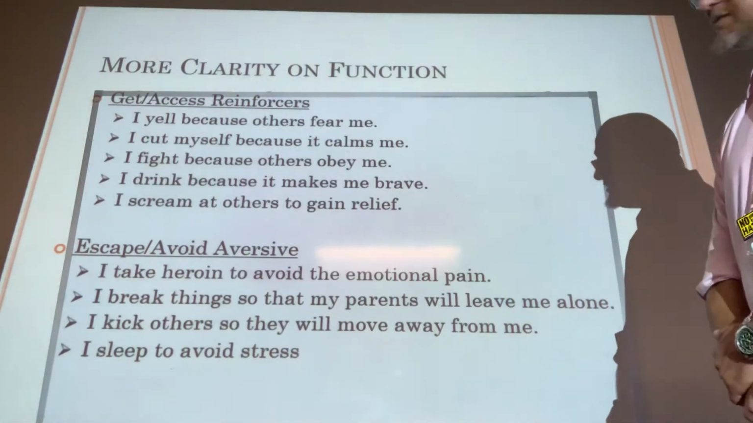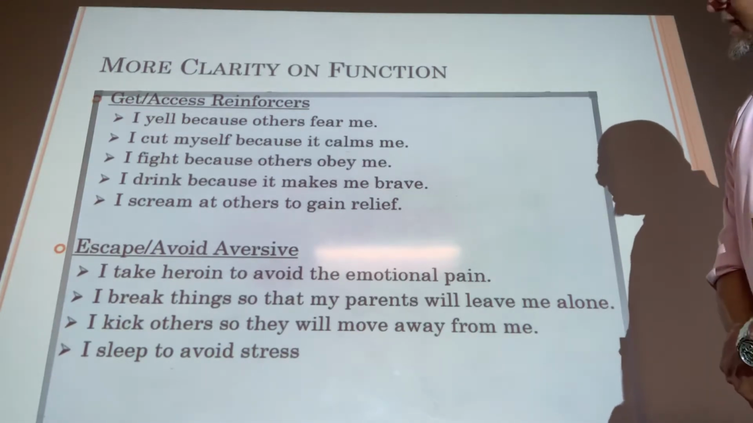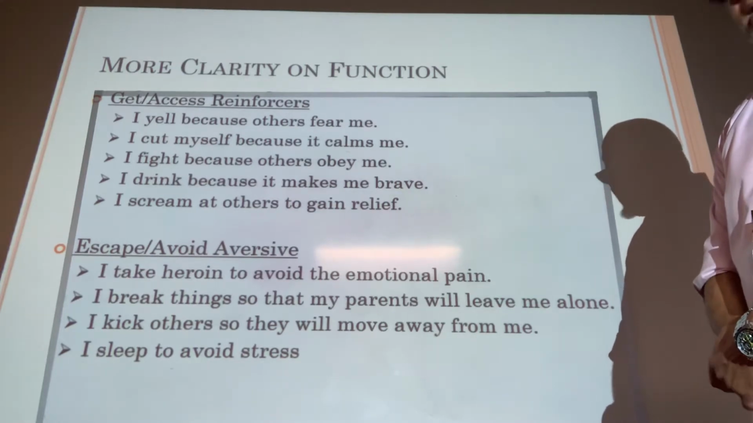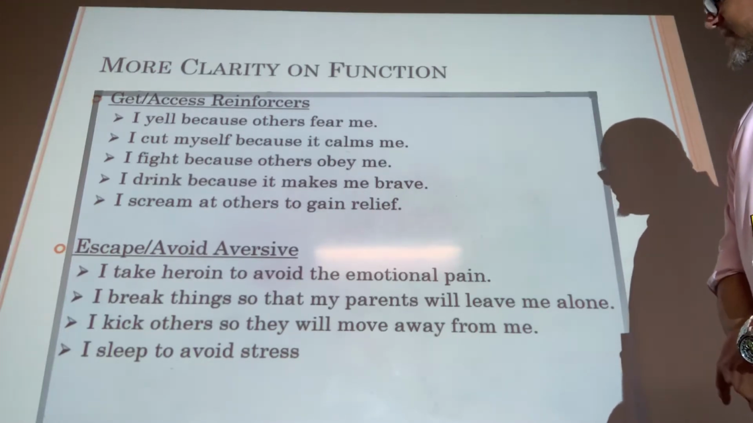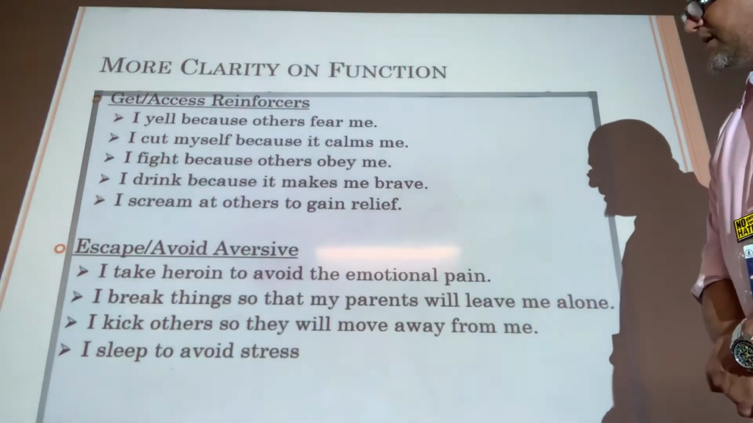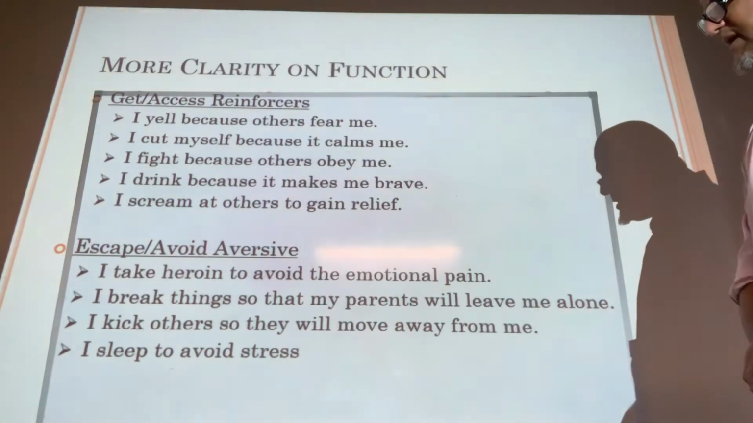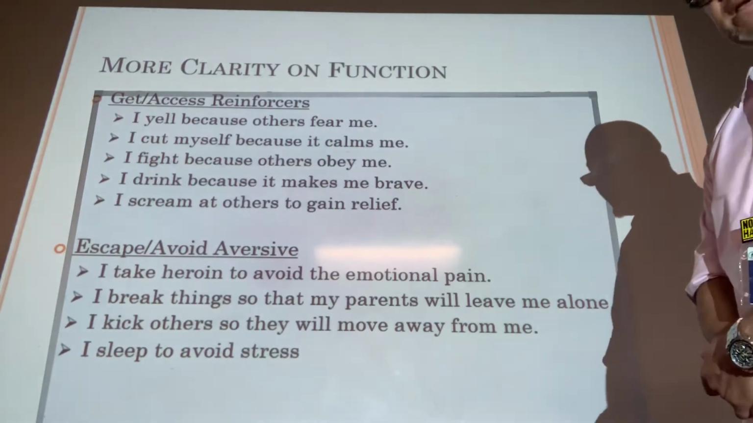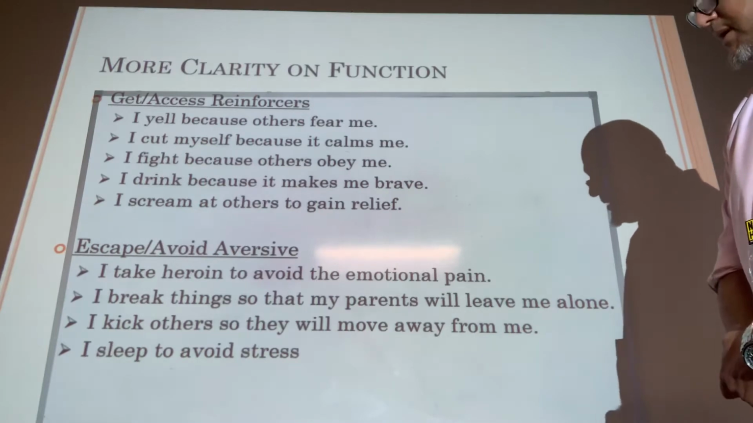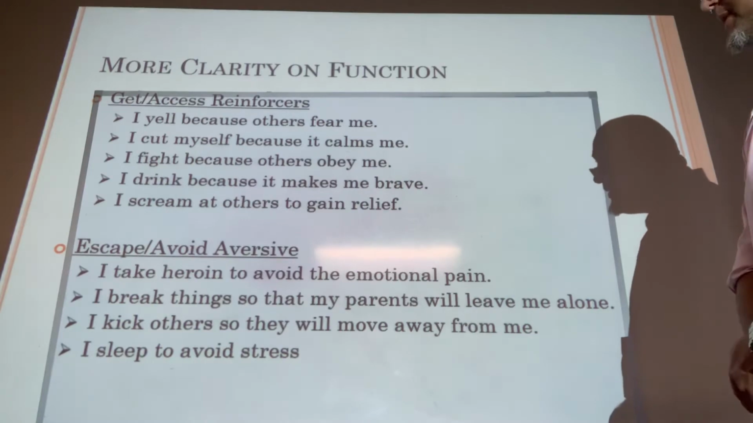As far as functions of behavior: I yell because others fear me. I cut myself because it calms me. I fight because others obey me. I drink because it makes me brave. I scream at others to gain relief. And then some examples of escape or avoidance would be: I take heroin to avoid the emotional pain. I break things so that my parents will leave me alone. I kick others so they will move away from me. I sleep to avoid stress.